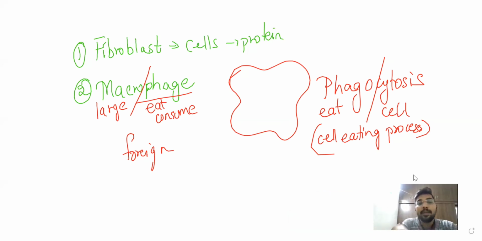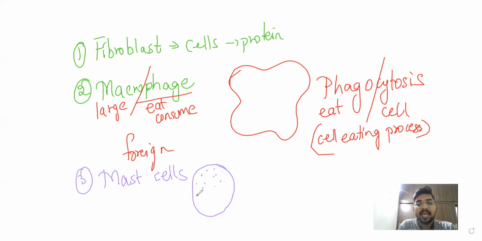Now, one more type of cell is also present in our body. They are called mast cells. What are these mast cells? These are also a special type of cell which are granular in appearance. They have certain granule-like substances in the cytoplasm. That is why they appear granular, and this granular appearance is due to a chemical compound called histamine.